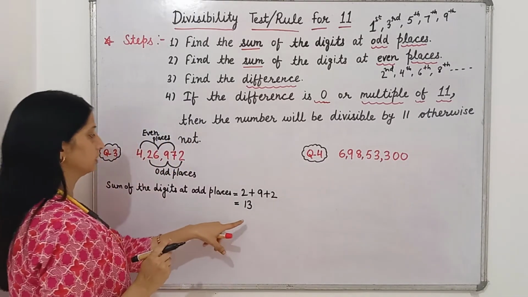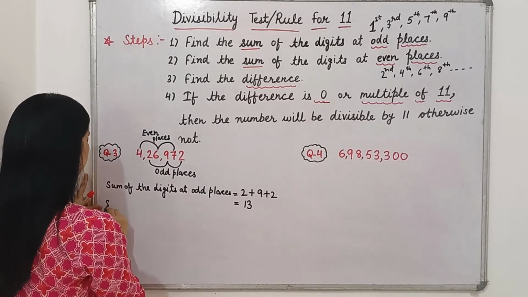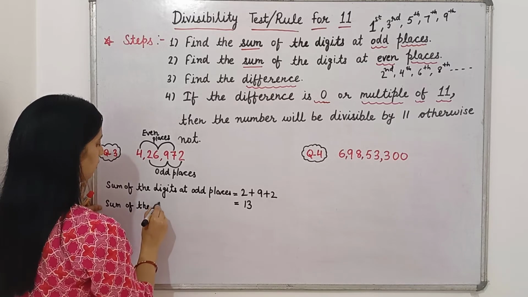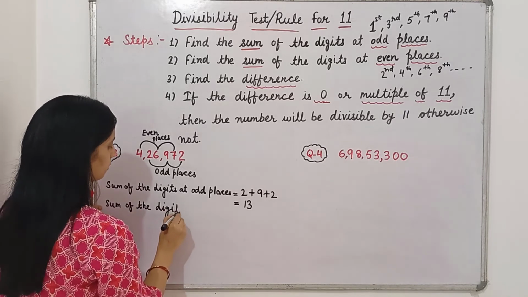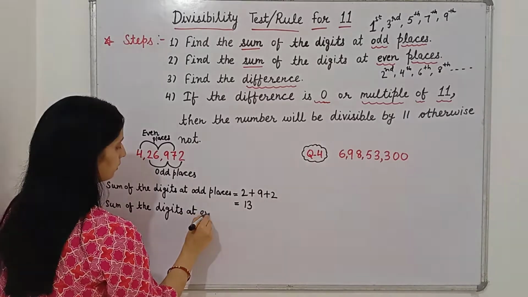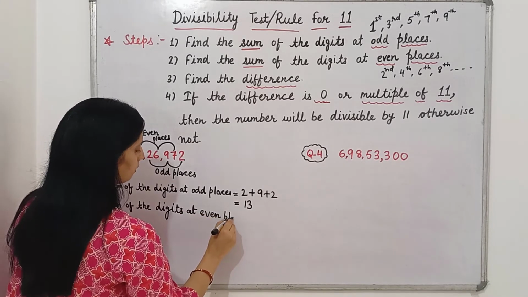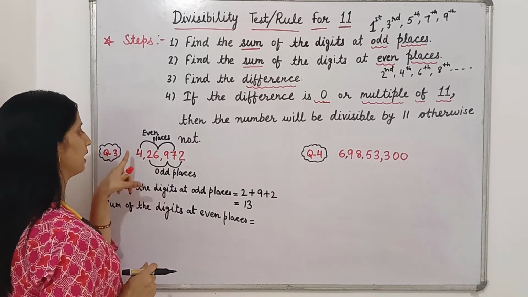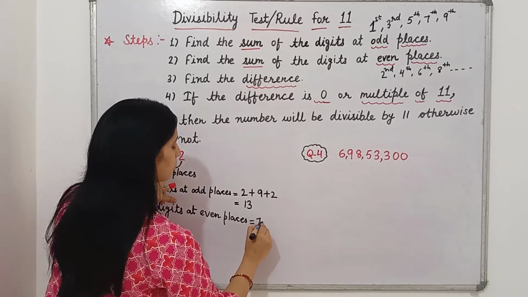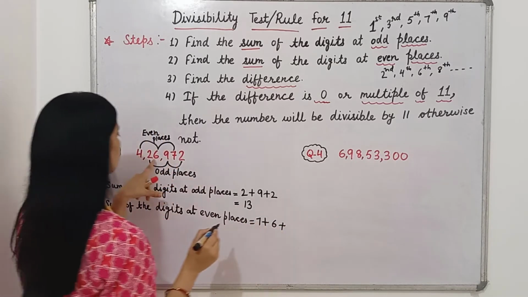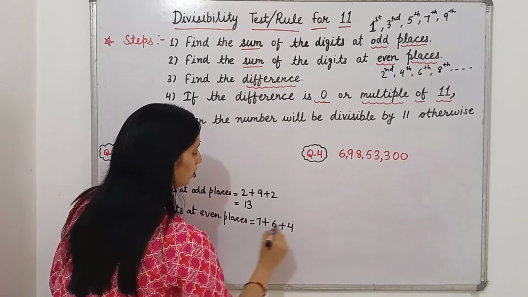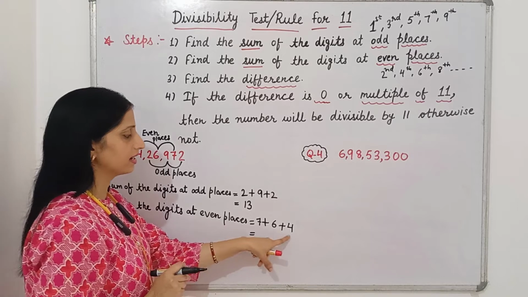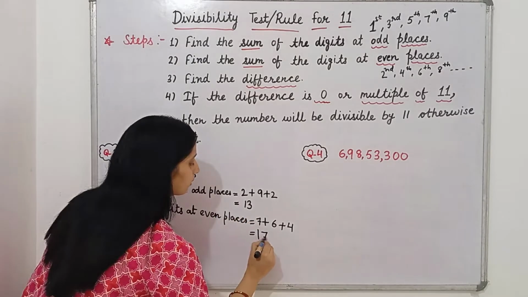Now let's find the sum of the digits at even places. So at our even places, what are the digits? 7, 6 and 4. So write 7 plus 6 plus 4. Add them. What will we get? 7 plus 6 is 13. 13 plus 4 is 17.